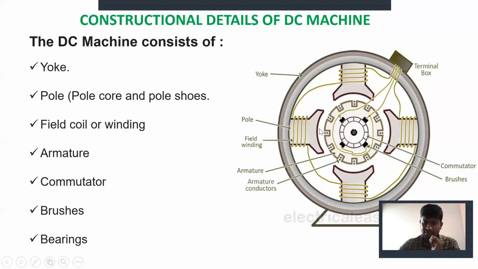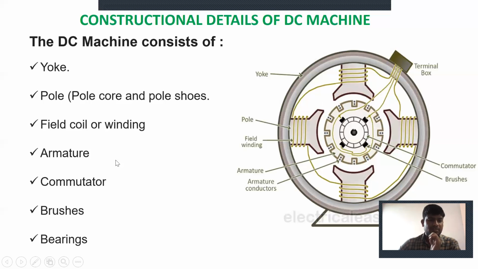What is the air gap? The gap between the pole shoe and the armature is called the air gap. The flux lines pass through the air gap. Here you can see four poles. Next is the field winding, which is on the magnetic poles. It is made of coils of copper wire.